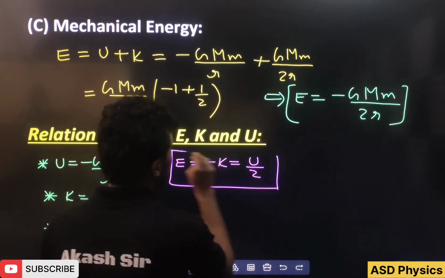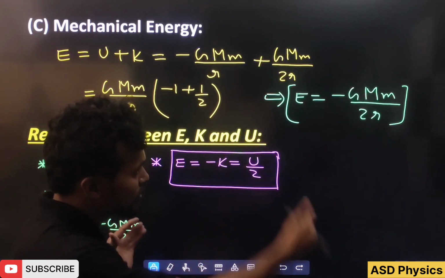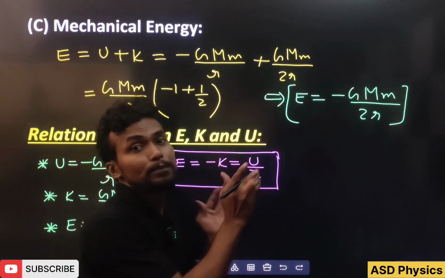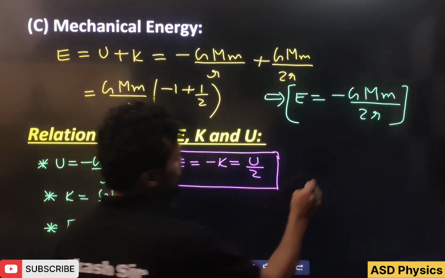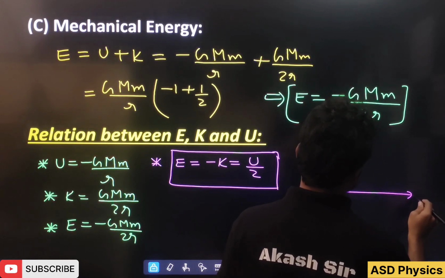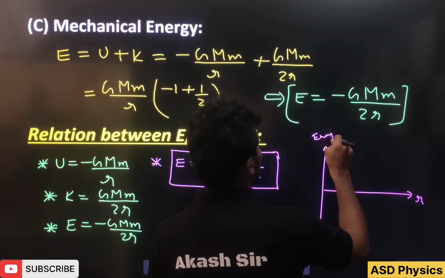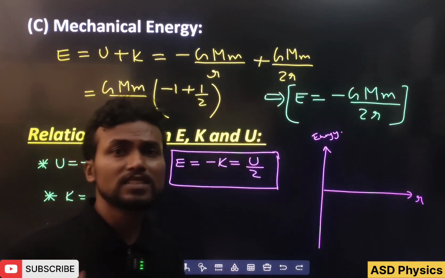Very important, even in 12th also, when you will study the Bohr model and all that, when the electron is revolving around the nucleus, that time also the same basics you have to use here. Okay, now if I talk about the graph also, let's take for example this side R is there, and this side energy is there. All kinds of energy. So you know kinetic energy is always positive.